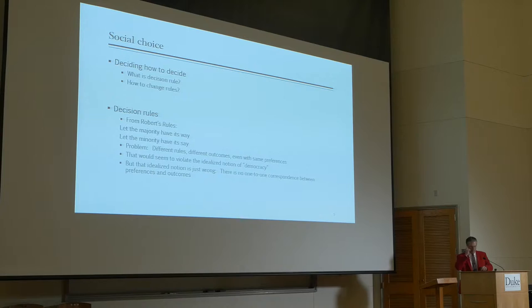In deciding how to decide, we might ask, what is a decision rule and how to change rules? It happens that I am Duke University's parliamentarian, which means that I am on the Executive Committee of the Arts and Sciences Council, the Faculty Senate, and I advise the chair of that council on the rules. Now, sometimes when we go through a complicated voting procedure, and then it turns out that the result is something that I liked, I assure everyone that's just a coincidence. However, they're rightly suspicious because they know that the rules can determine the outcome.